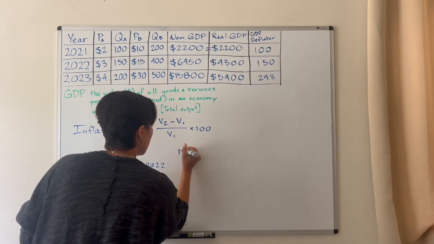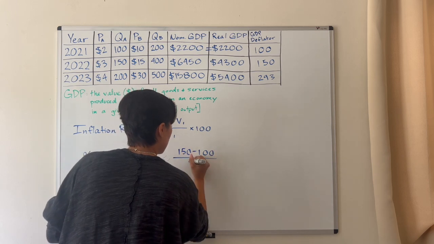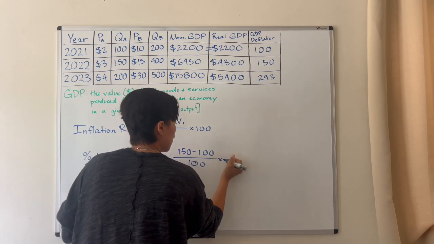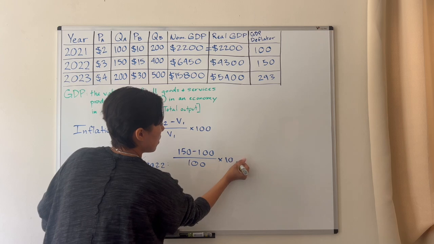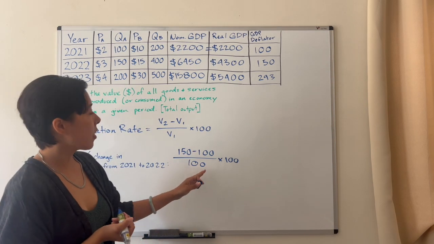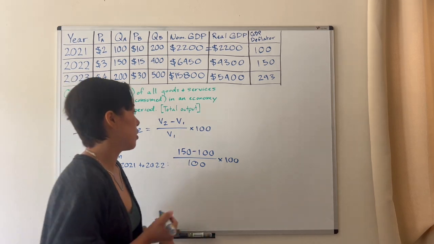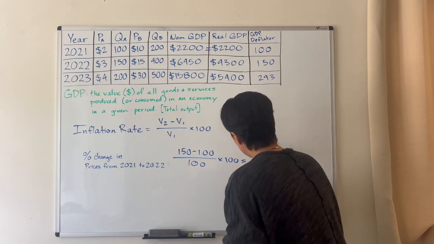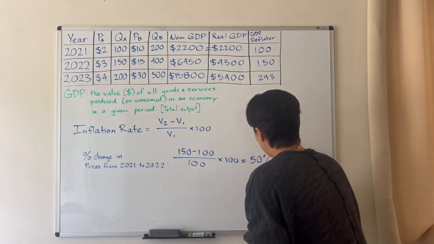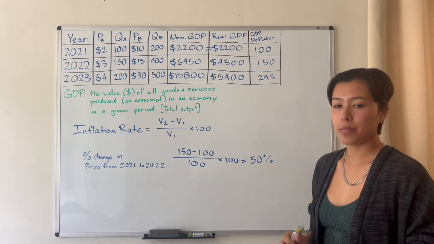So our formula will look like this. We have our value from the second period minus our value from the first period divided by that value from the first period, all multiplied by 100. And this tells us that there was a 50% increase in prices from 2021 to 2022.